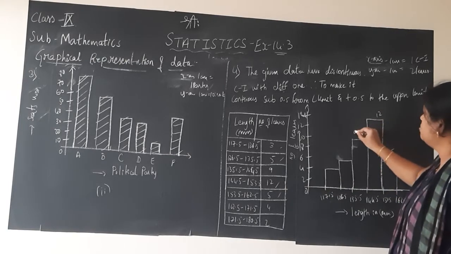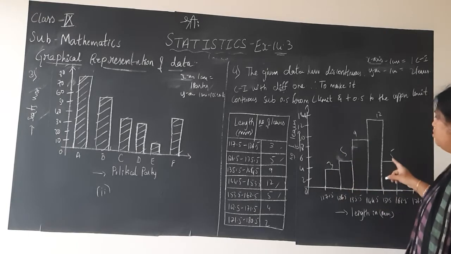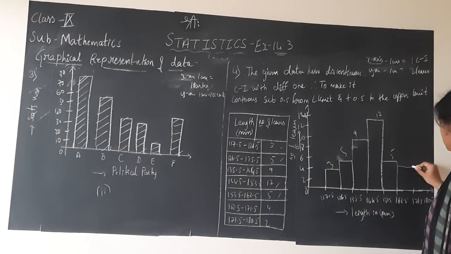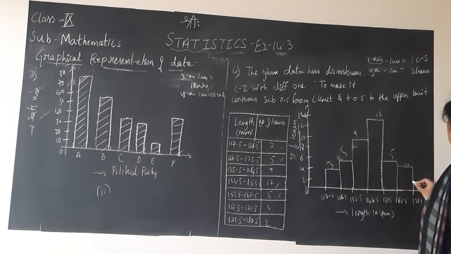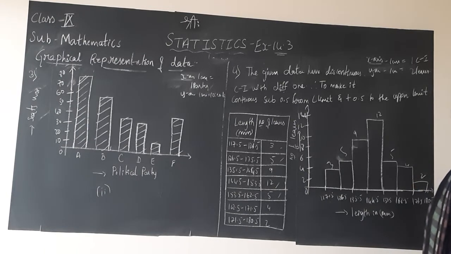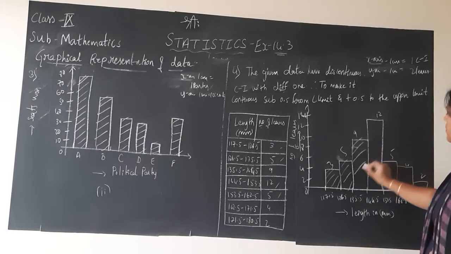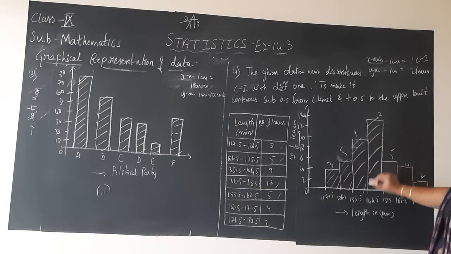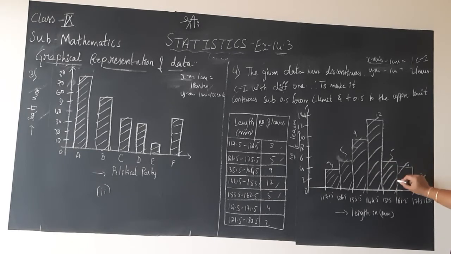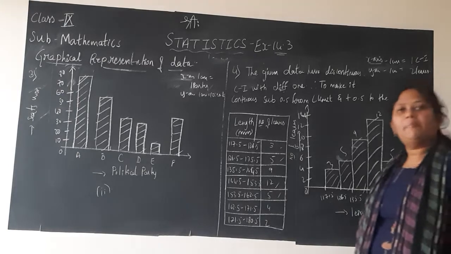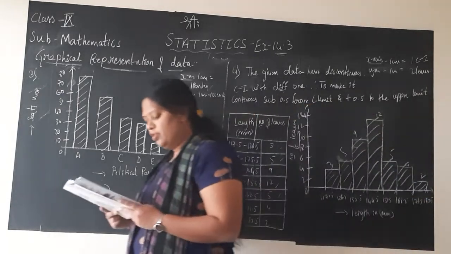Like this, upon each bar you should write. I already told you, 5, then 4. This is 4 and this is 2, children. This is the first value we have chosen. Like this, see, you will get the histogram. It is the same as doing a bar graph, the only difference is that there will be no gap between the bars. This is about the fourth problem.